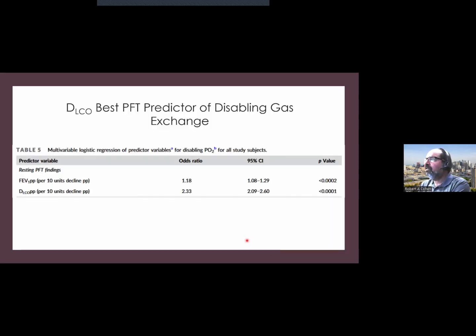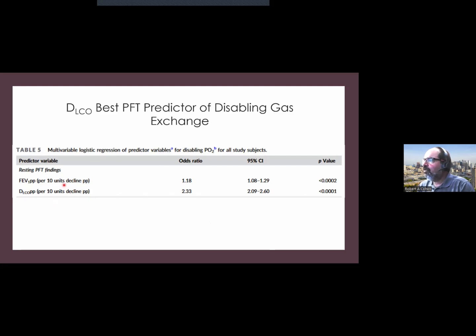And then we just took one look at, we did a multivariable logistic regression of the predictor variables for that disabling PO2 for all study subjects, just to show you the predictive value of these resting PFT findings. And I just wanted to compare for your benefit spirometry, FEV1, which is the most important measure of impairment from resting lung function, versus DLCO.